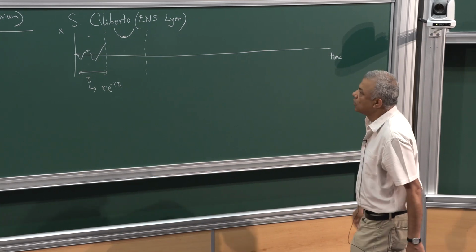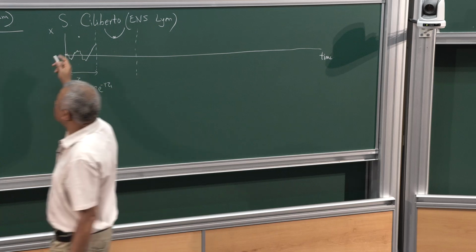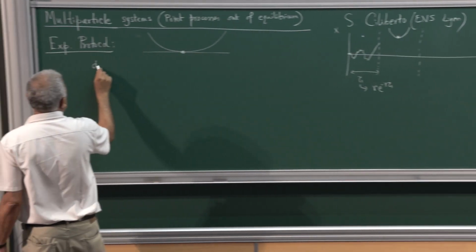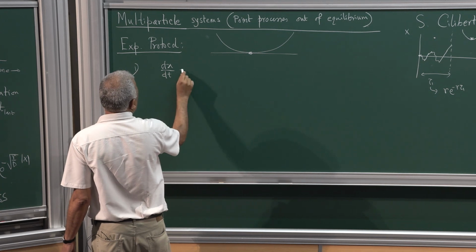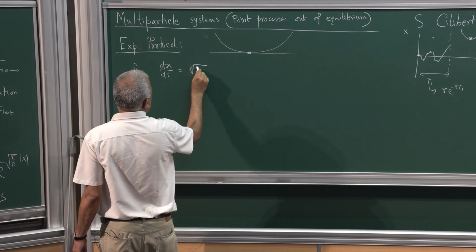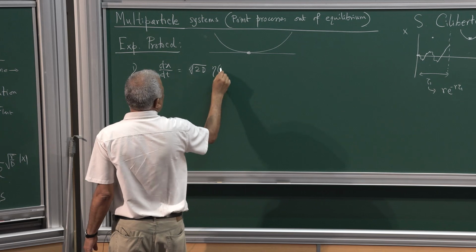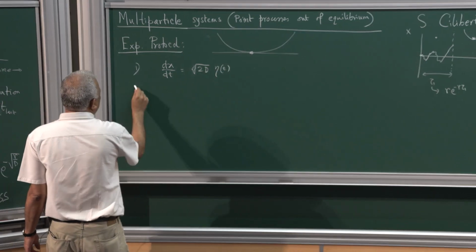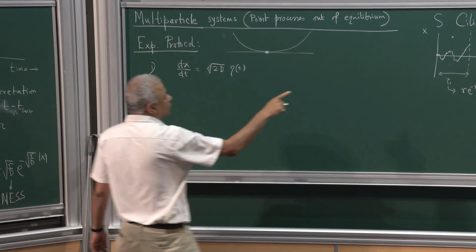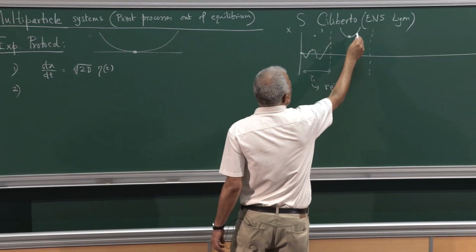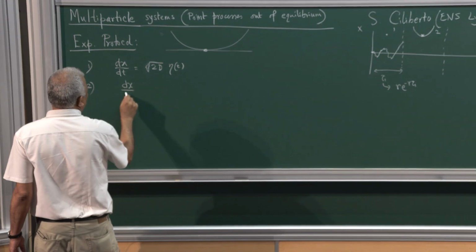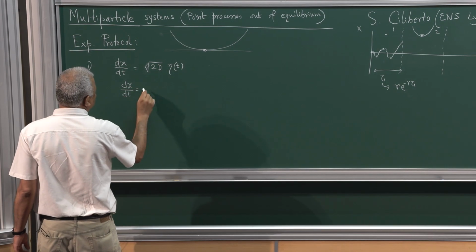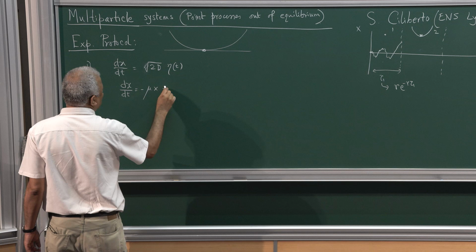Okay. So if you like, the equation of motion in phase 1 is just noise, white noise. Whereas in phase 2, the equation of motion changes, and just becomes minus mu times x plus noise. It becomes an Ornstein-Uhlenbeck process.